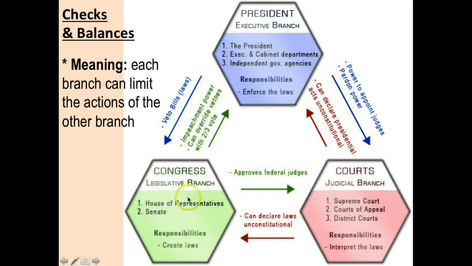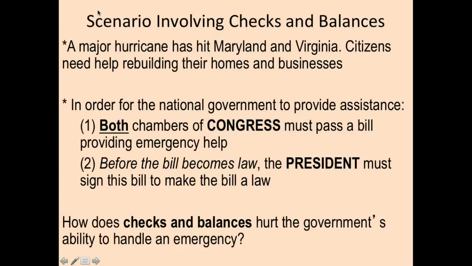So here you have Congress making laws, the president has the ability to sign or veto laws, and sometimes the Supreme Court can declare if the law is constitutional or if it needs to be knocked away if it's unconstitutional. That is checks and balances.